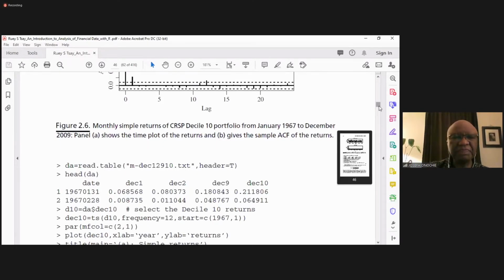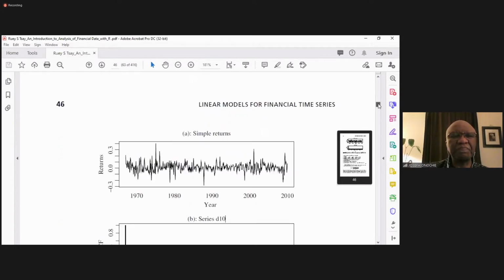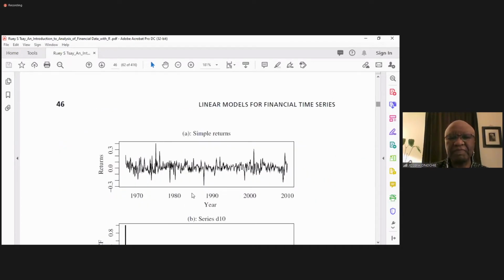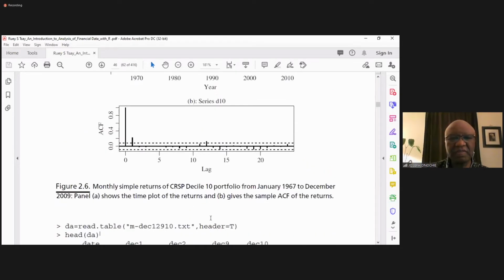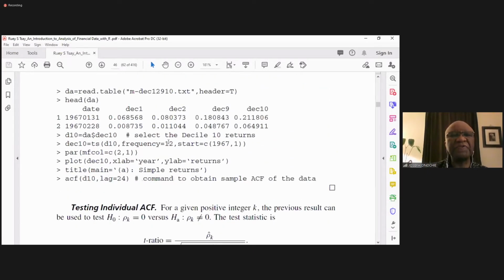So how do we test jointly? In your textbook, you see the portmanteau test on page 47. You're testing them jointly, and I'll show you everything in a second. But let me move to page 46. Okay, you see on page 46, correct?